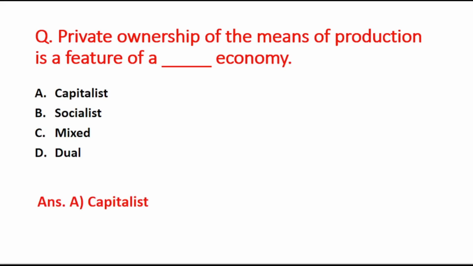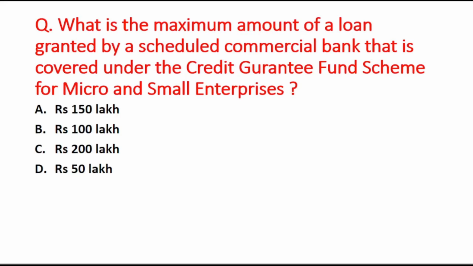Next question is, what is the maximum amount of a loan granted by a scheduled commercial bank that is covered under the Credit Guarantee Fund scheme for the micro and small enterprises? A option is rupees 150 lakh, B option is rupees 100 lakh, C option is rupees 200 lakh, and the D option is rupees 50 lakh. So the right answer is option C, that is rupees 200 lakh.